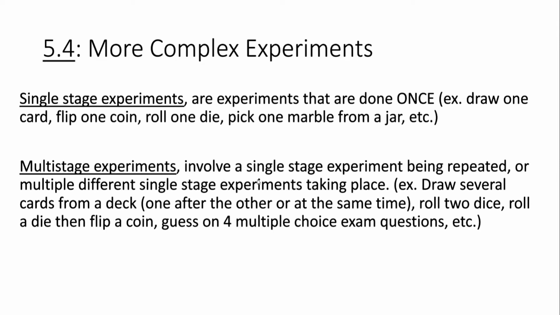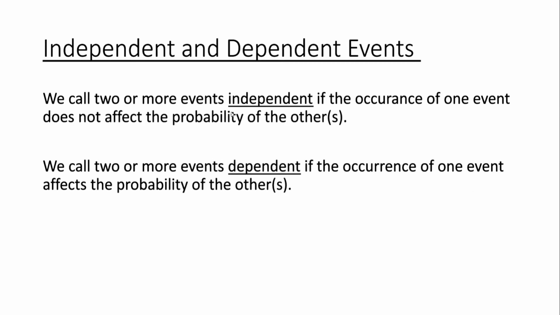Multi-stage experiments involve a single-stage experiment being repeated or multiple different single-stage experiments taking place. For example, drawing several cards from a deck, either one after the other or all at the same time, rolling two dice, rolling one die, then flipping a coin, guessing on 4 different multiple-choice exam questions, or other things like that. Now that we're going to be talking about multi-stage experiments, we need to talk about independent and dependent events.